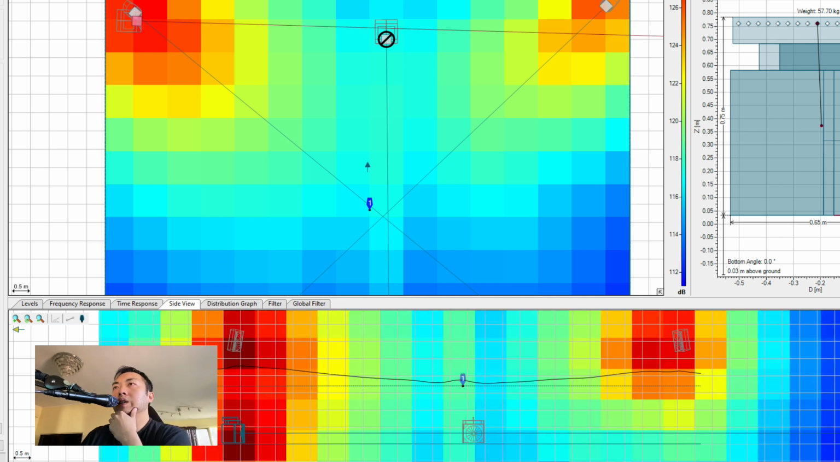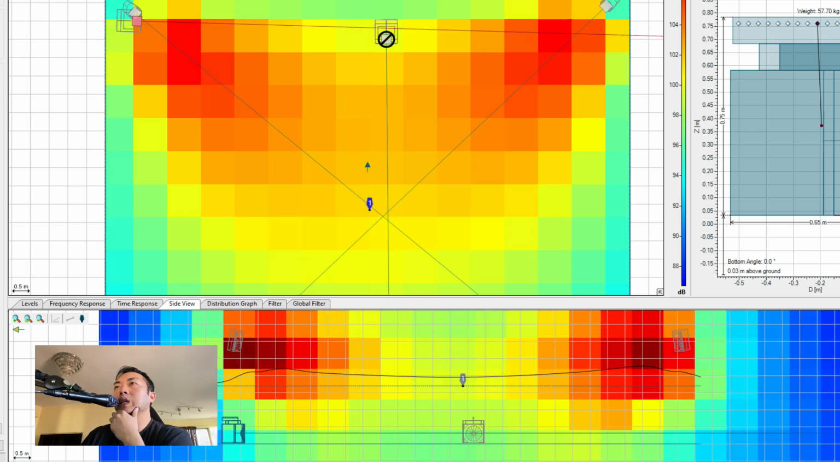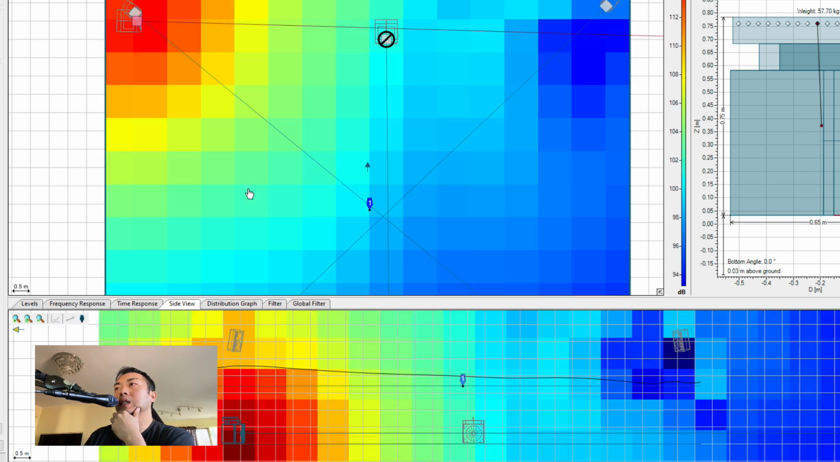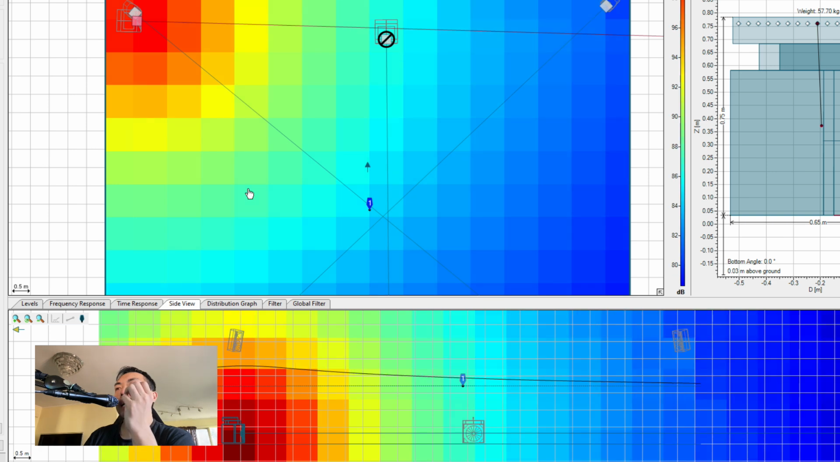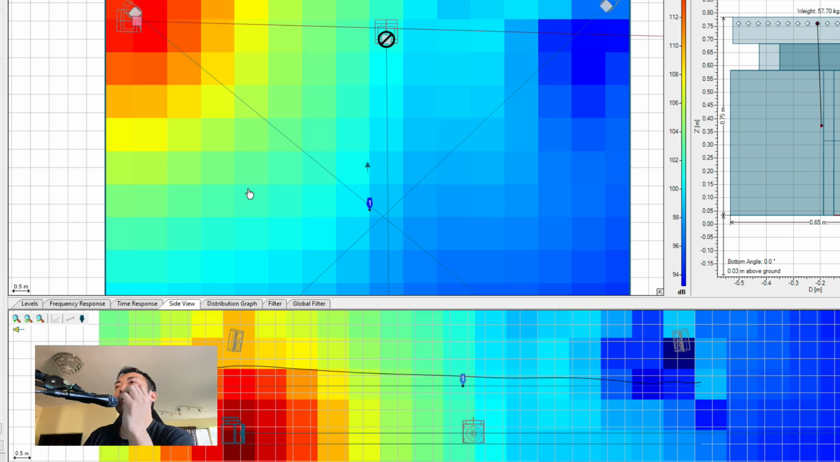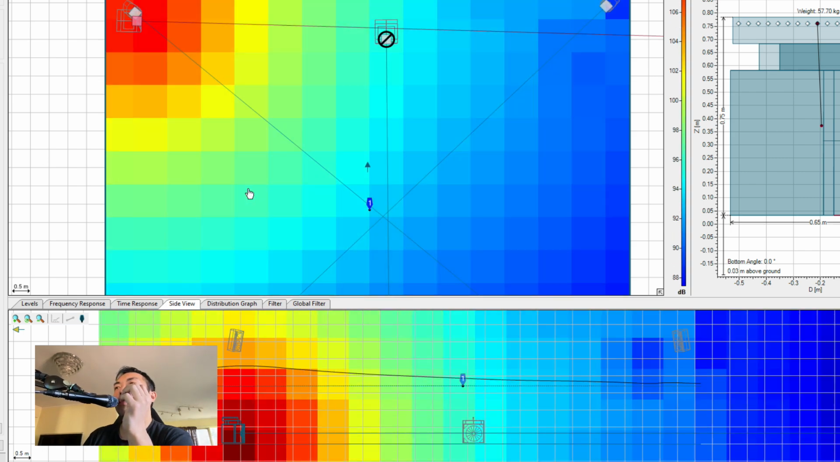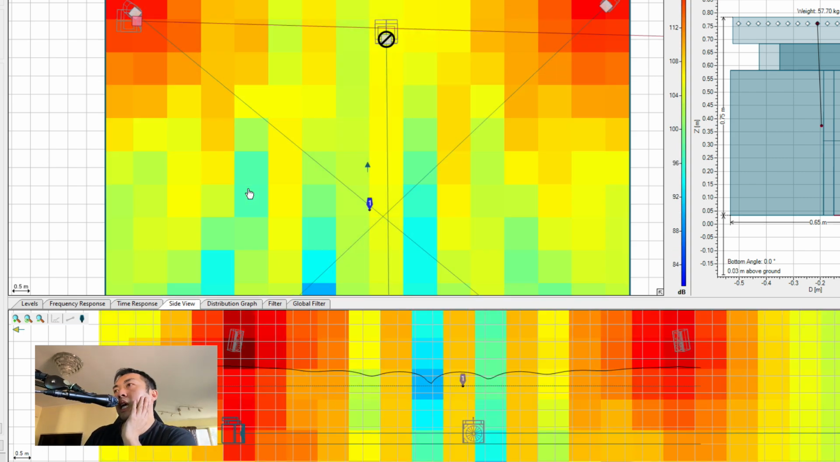So what you'll see here is this is probably a bit more unfortunate, but it's very important to note that you still get that amazing evenness. What we're looking for is evenness of sound, right? And that's very important. And we get that.